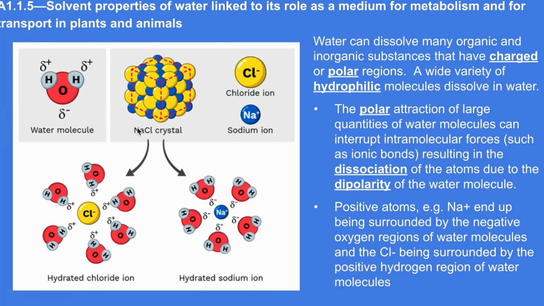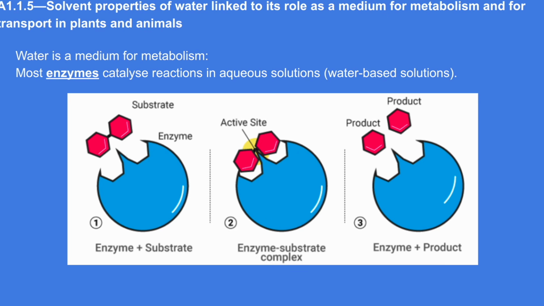So here's our salt crystal, sodium chloride. Sodium is a Na+, positive ion, chloride is negative. And so we're going to see that when a salt crystal is placed into water, those partial positive hydrogens are going to be attracted to our negative chloride ion, and vice versa for the negative oxygens being attracted to our positively charged sodium ion because opposite charges attract. And so because of these attractions, that sodium chloride crystal is going to dissolve.